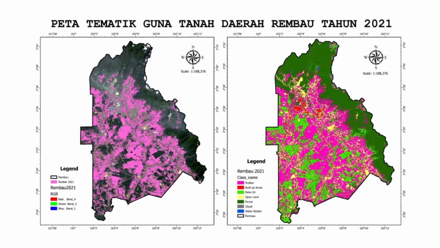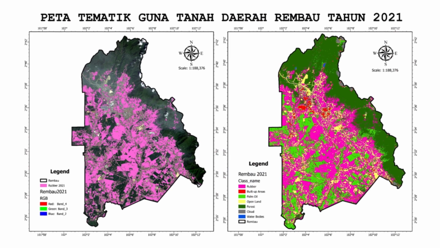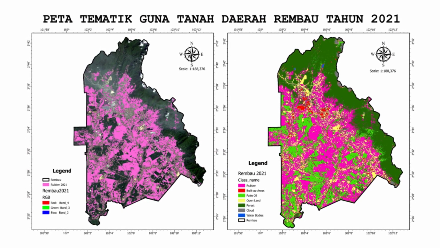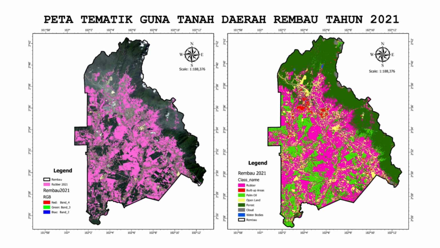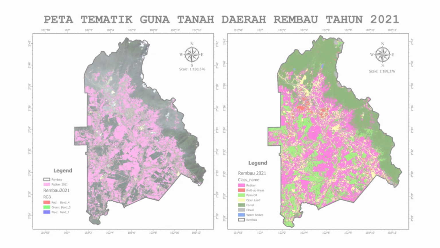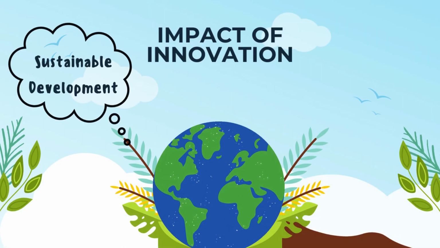This thematic map displays the land use in Rembau District in 2021, created using GIS. Pink color represents rubber land, light green for oil palm land, and other colors for forest, open land, development, cloud, and water areas. Impact of innovation.